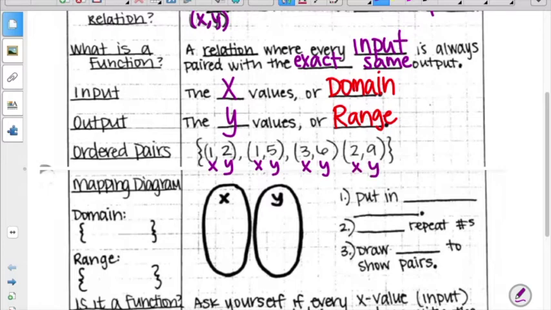An easy way to remember which is which is it goes in alphabetical order. X comes before y in the alphabet, and x comes before y in the ordered pair.